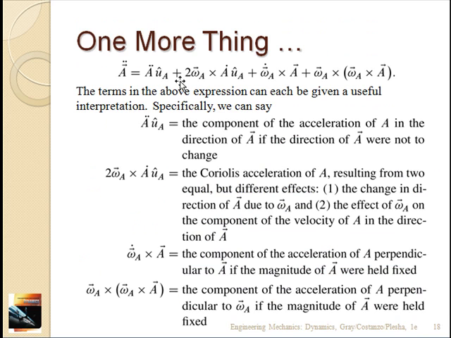Okay, so let me just make a quick comment about what each of these terms is. This first term is associated with the acceleration of a in the direction of a if it weren't rotating. If it's not rotating at all this goes away, and this is the linear acceleration in that direction. This term is the Coriolis acceleration. We'll come back to that as we go through the semester, so I won't say any more about that. This omega dot cross a is a component of the acceleration of a perpendicular to a, right? Remember I said it's tangential. If the magnitude of a were held fixed, so if a is only rotating, this is the component of the acceleration perpendicular to a. And then this last term is the component of the acceleration of a perpendicular to omega a if the magnitude of a were held fixed.